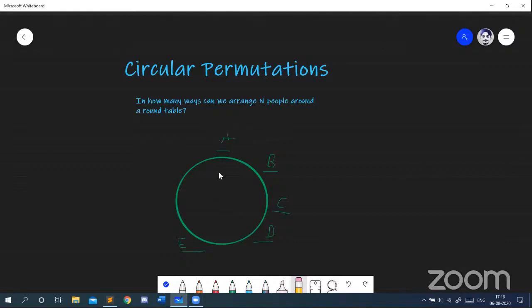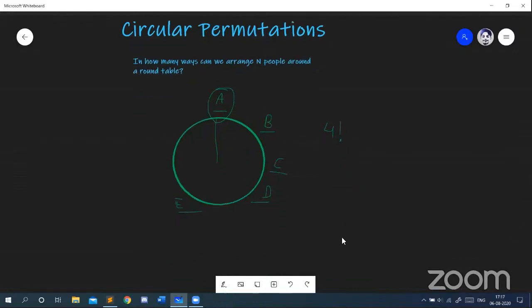So let me fix A here. Sorry. Let me fix A here, and now I'm not allowed to rotate this anymore, right? So let's say we fix this, right? Now, if I were to assign the other spaces to other people, then those will be unique. I hope that's clear. Yes, exactly. And therefore the answer is 4 factorial. And all I did here is that I fixed one to undo the effect of rotation, right? Great.